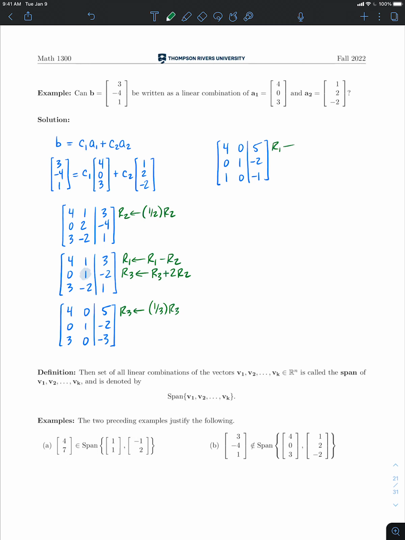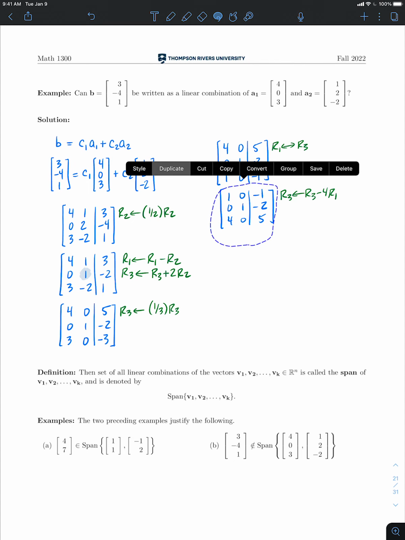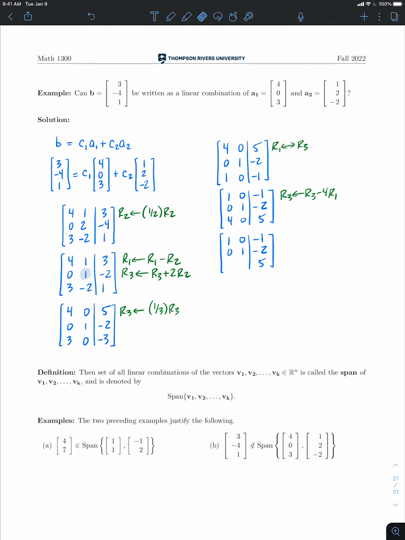Now I'm going to interchange rows 1 and 3, and that's going to give us 1, 0, -1, 0, 1, -2, 4, 0, 5. And it looks like this is not going to work, but let's just carry it through all the way to the end. So I'm going to take row 3 and replace it with row 3 minus 4 row 1. So row 3 is going to turn into a 0 here, a 0 here, and then a 9 here.